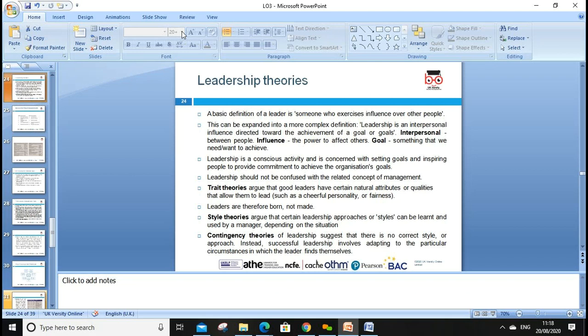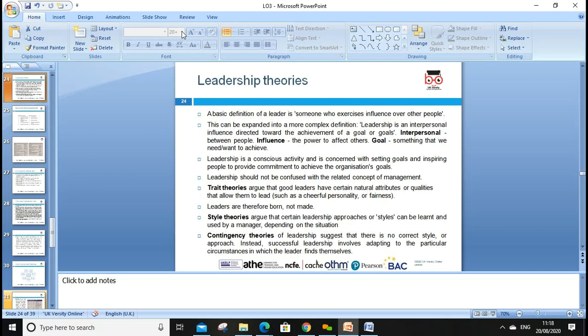So for the success of the project, we need to exercise a good leadership skill, interpersonal influence. We need a power to affect others. We need goals for what we really want. Leadership is conscious. We can use different trait theories: is the leader by birth, what quality is required.